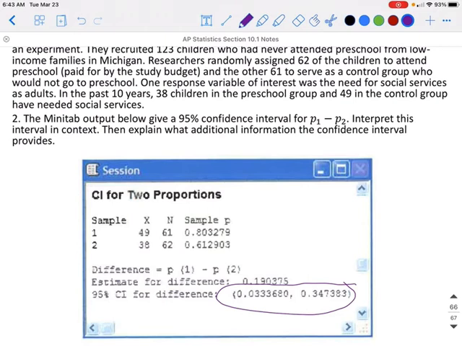The interval gives us a range of plausible values rather than just making a decision about one specific value.